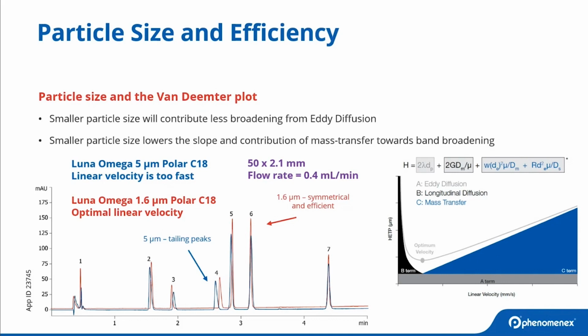generated band broadening as our analyte bands had to negotiate partitioning into and out of the pores associated with the larger 5-micron particle size. Conversely, with the 1.6 micron particle size, those pore lengths were very short, such that we saw very expedient rates of mass transfer of each molecule into and out of the particle, ultimately begetting sharper, narrower, more symmetrical peaks.